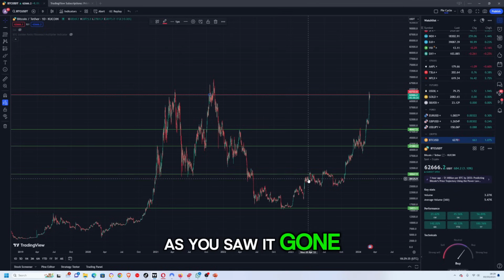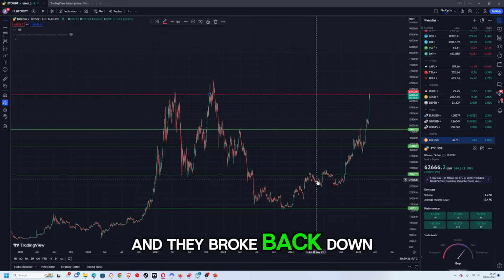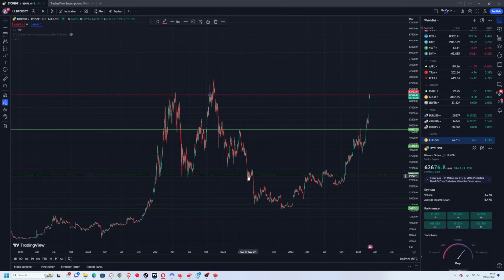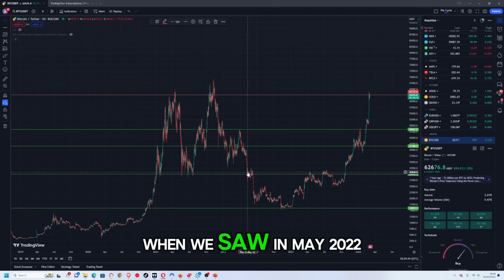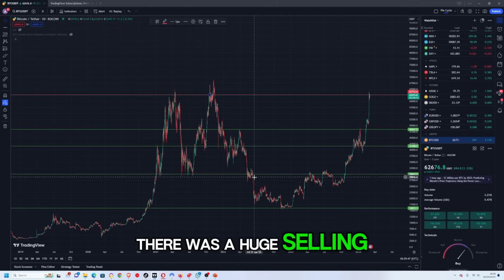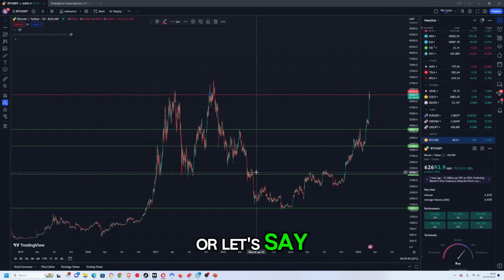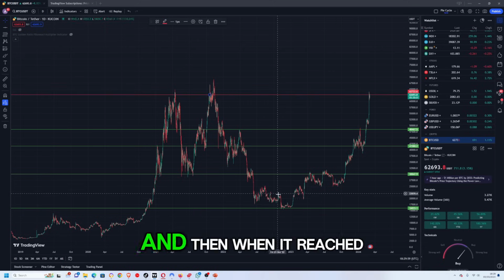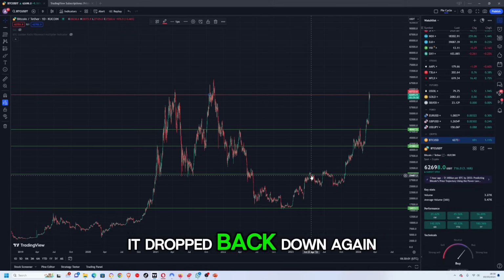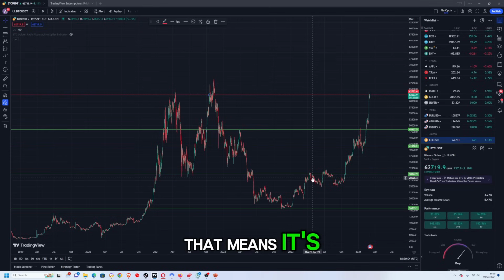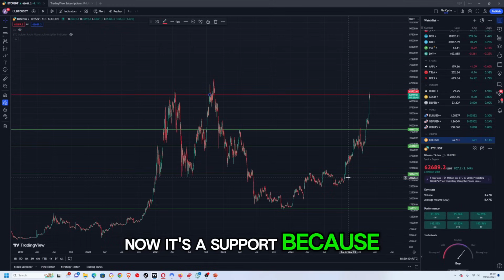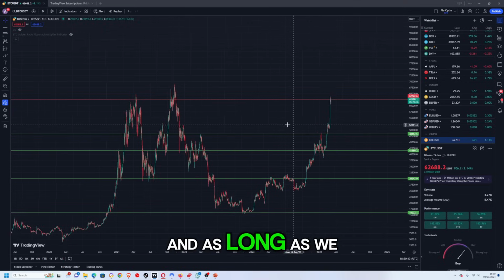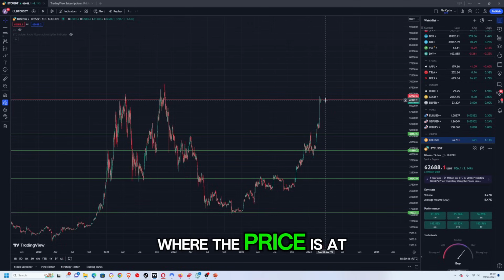As you saw, it went to this area and it broke back down because when we saw in May 2022, there was a huge selling candle, or let's say, I beg your pardon, around June 22, it caused a big selling pressure. The price went down, and then when it reached the price, it dropped back down again. That means it had a huge sell pressure at that time. Now it's a support because it broke above this.